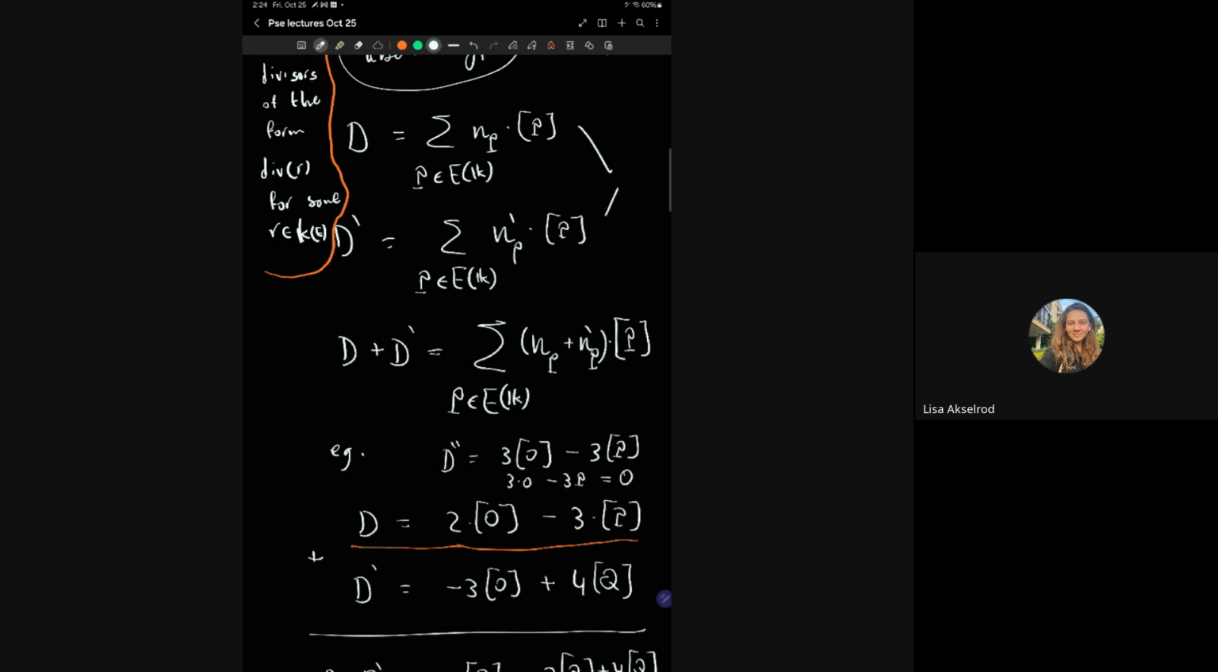So here, in order for D prime to be a principal divisor, P needs to be a point of order 3. That is, 3 times P needs to be O. Okay? So that's kind of a side remark. We soon get back to it.